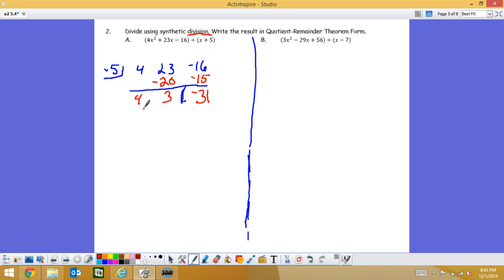So, to write this in quotient remainder theorem form, we take the dividend, which is 4x squared plus 23x minus 16, is equal to our divisor, which is x minus 5, times our quotient, which is right there. And since it was a linear quotient, 4x minus 3, and then plus our remainder, -31.